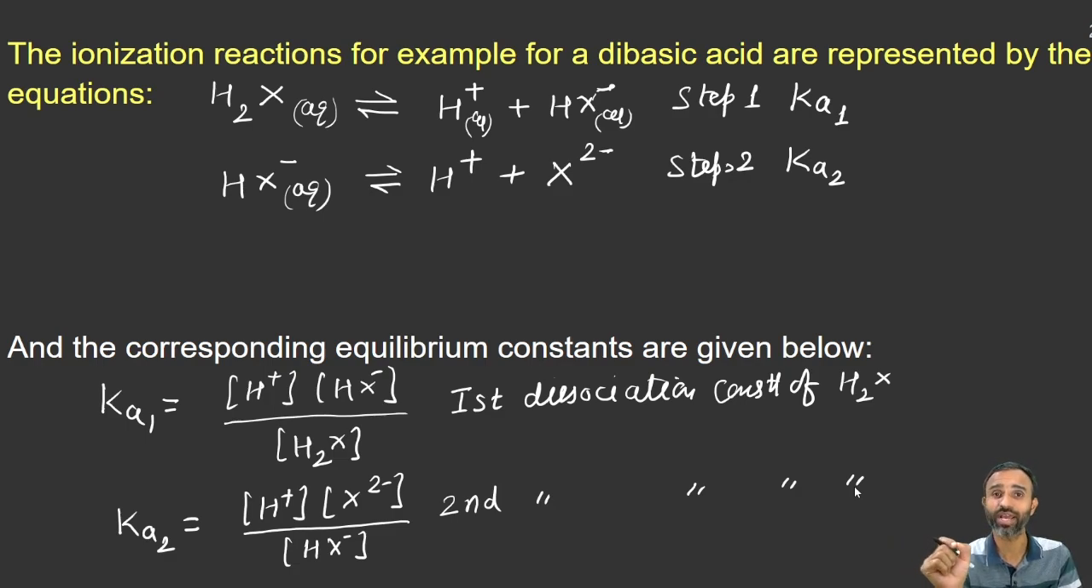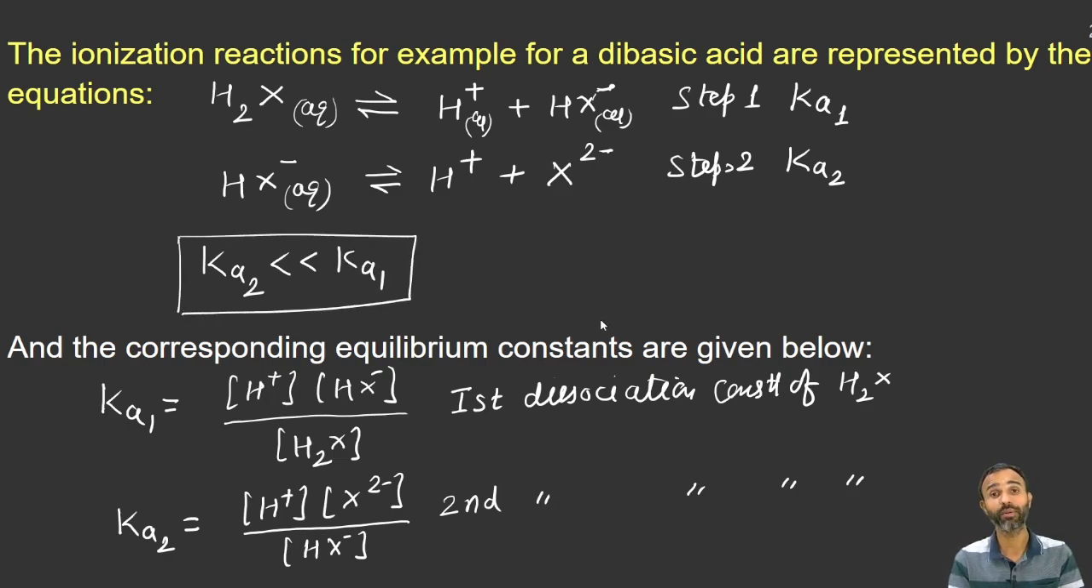When we have an anion and we have to remove a positive ion, H plus ion, it is difficult to remove H plus ion from an already formed anion. The reason being, there is an electrostatic force of attraction between positive ion and negative ion. They attract each other and therefore removal becomes difficult. That's why keep in mind that higher dissociation constants are always less than the lower dissociation constants.